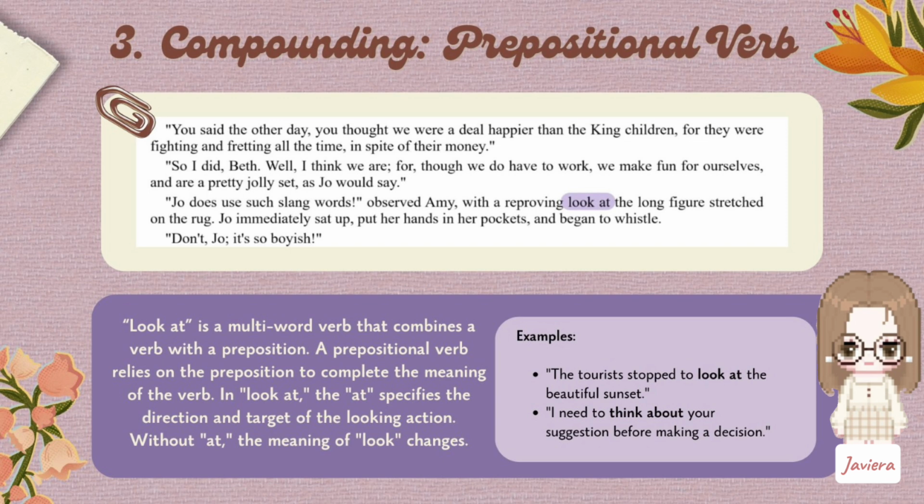The third process is compounding, but with a prepositional verb. A prepositional verb always requires an object. Look at is a multi-word verb that combines a verb with a preposition. A prepositional verb relies on the preposition to complete the meaning of the verb. In look at, the preposition specifies the direction and target of the looking action. Without the preposition, the meaning of look changes. Other examples are think about and look at, as in the sentence, the tourists stop to look at the beautiful sunset.